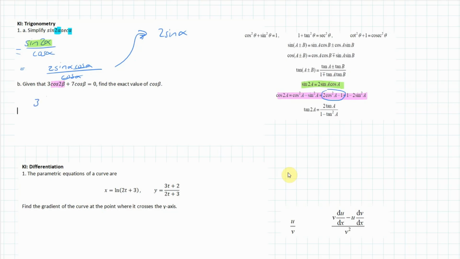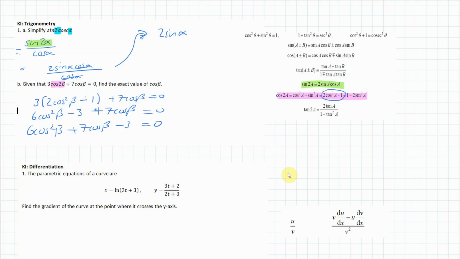So I'm going to go 3 into 2 cosine squared beta plus, minus 1. And then I've got the plus 7 cosine beta on the outside there. And so I can expand the bracket, so I get 6 cosine squared beta minus 3 plus 7 cosine beta. And maybe we could just rewrite it like this, so it looks like a proper quadratic equation. And now we can factorize it.